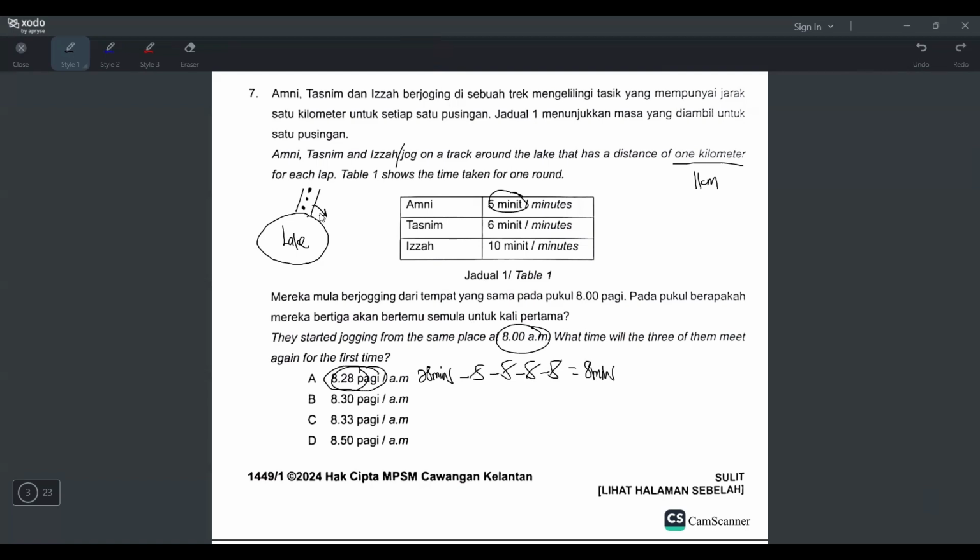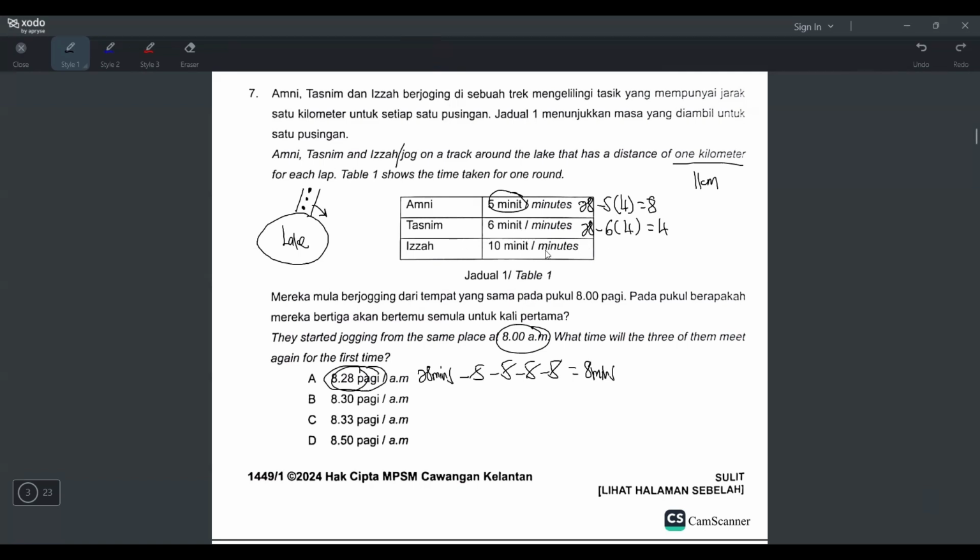28 minus 5 times 4 equals 8. But for Tasnim, it will be 28 minus 6, minus 6, minus 6. How many times can you minus? I think you can minus 4 times only, and you end up with 4. That means by the time you reach 8:28 a.m., Tasnim also completed 4 cycles or 4 rounds. Then the extra 4 minutes, she continues. She is on the fifth round already.